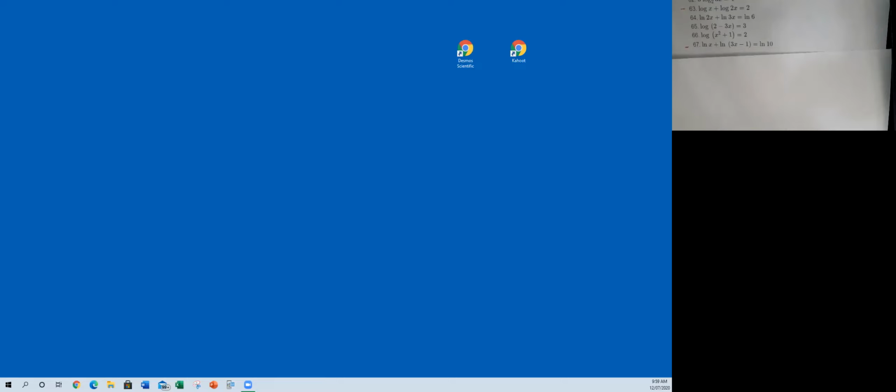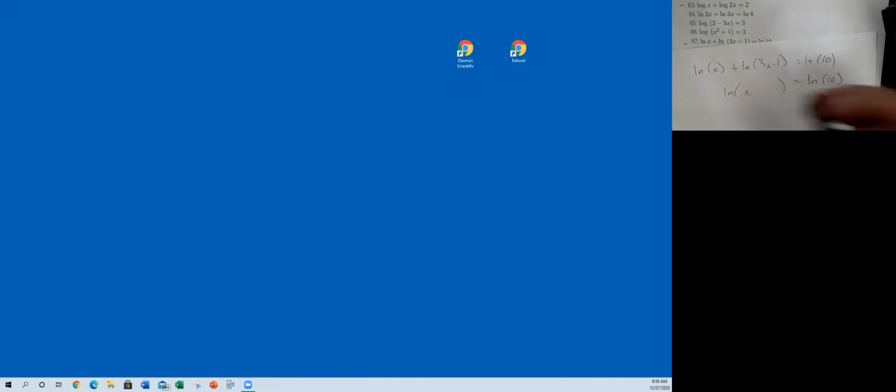Okay, so how will we combine these logs? Multiply them together. There are multiple ways you can do this one as well. I just realized at least 2 ways in my head. 3x minus 1 equals ln of 10. If I want to combine these, I'm multiplying x, and this is probably where you've got to be careful because you're multiplying x by 3x minus 1. There is going to be some distribution there.